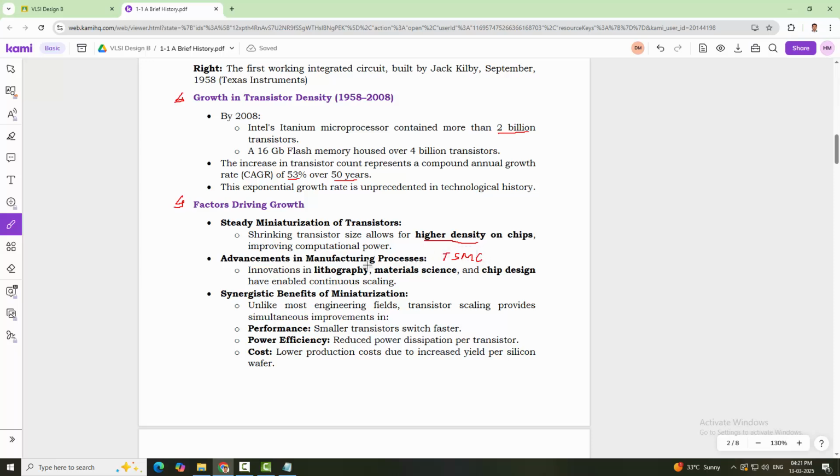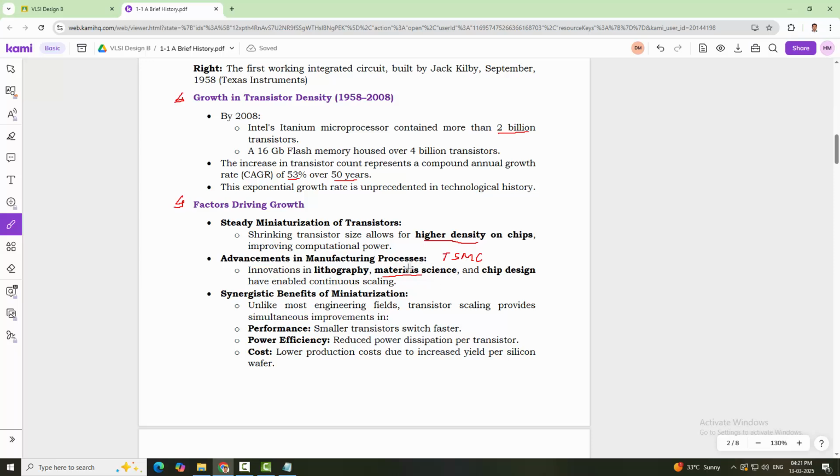Because of the advancements in the manufacturing process, specifically the innovations in the lithography process. Litho means a single stone; it's a process. And mainly the innovations in material science, we know that various materials are used in the manufacturing of integrated circuits, specifically silicon, carbon, arsenic, and plenty of other materials.